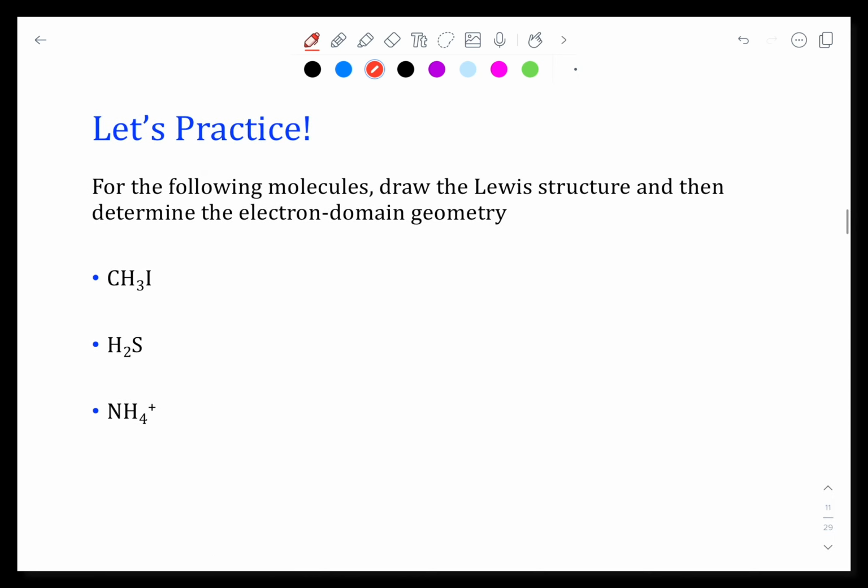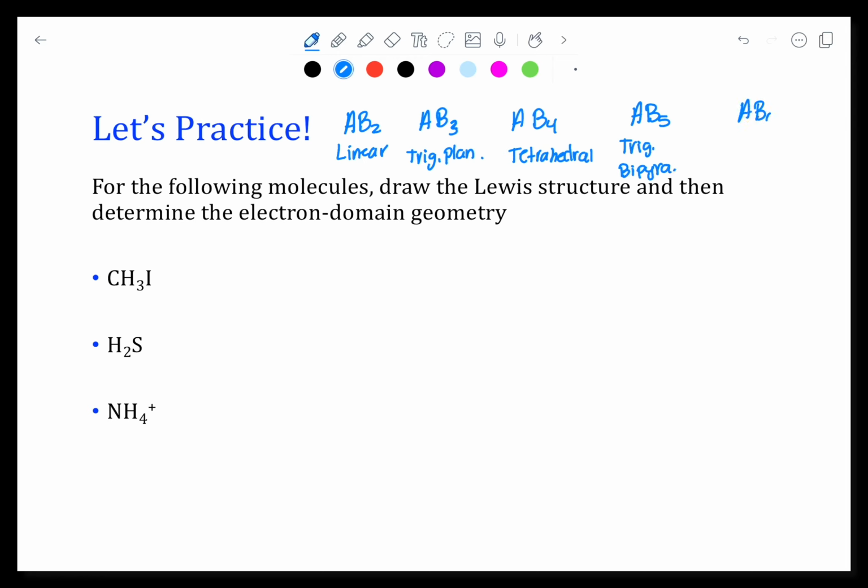Okay. So we've talked about all of these. We had AB2, which is linear, AB3, which is trigonal planar. We had AB4, which is tetrahedral. And we have AB5, which is trigonal bipyramidal. And our last one was AB6, which is octahedral. So, again, these all were based off of the number of electron domains that surrounded the central atom.